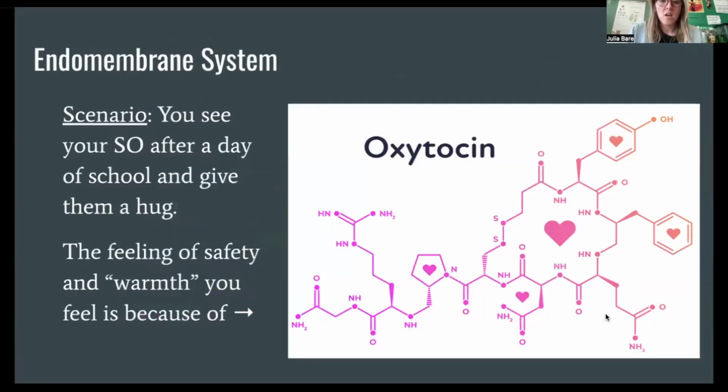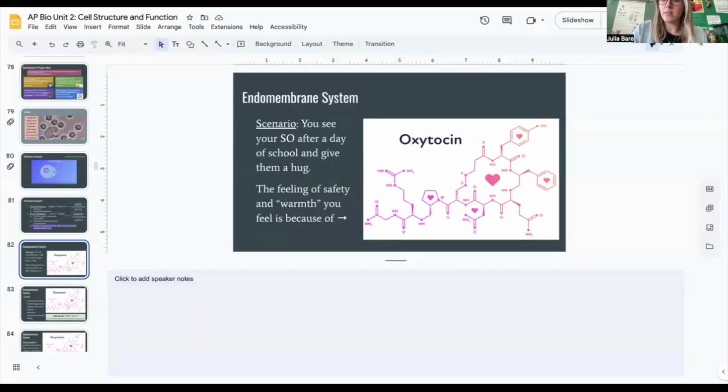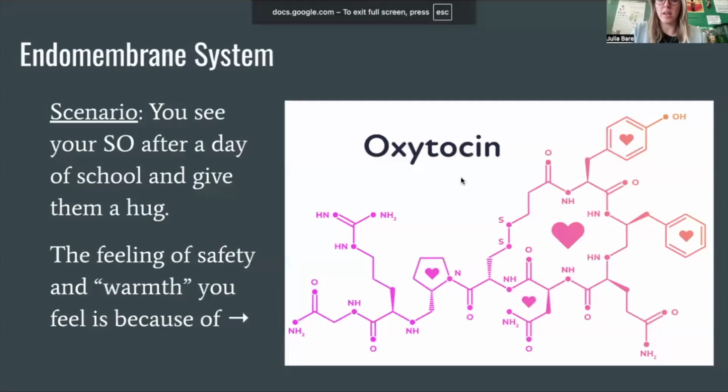Okay. So let's use a scenario. Let's say that we are going to see our significant other after school and you give them a hug. Now, the feeling of warmth and safety that you experience with that person is because of the molecule that you see on the screen. It's because of this molecule called oxytocin.